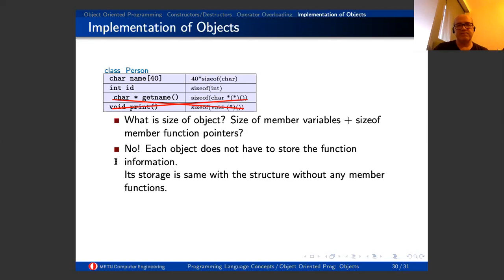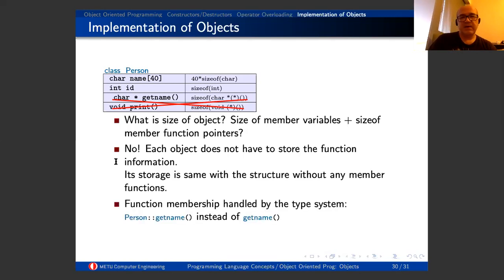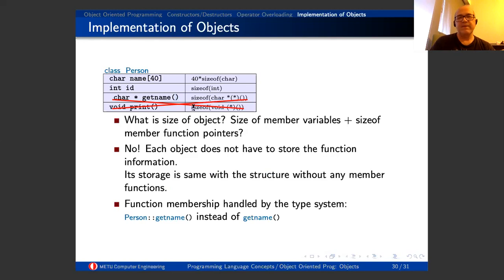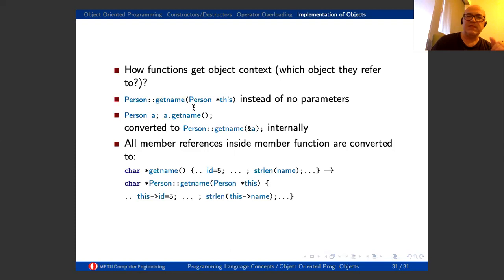So this storage is not containing the functions. So how does C++ find them? Basically, member functions are like functions with a scope, with a class scope. That's it. But since they work like functions somewhere else in the same scope, they need context. So when you call getName, you should give which object you are referring to. So this is through this invisible this. So actually, your function declaration is this way, without any parameters. But implicitly, the C++ compiler maintains an extra parameter here.